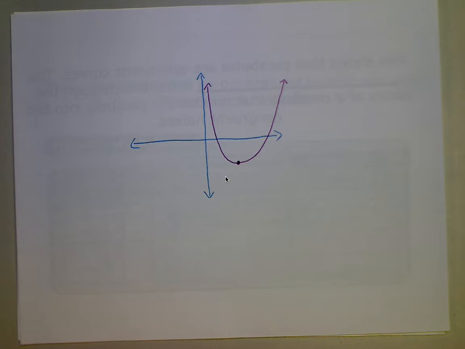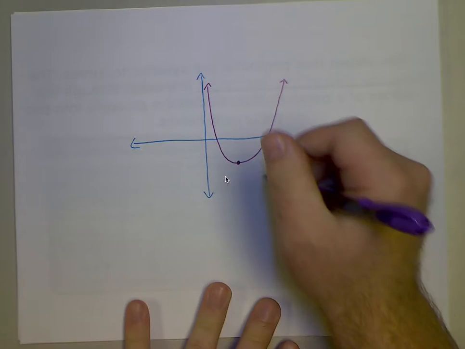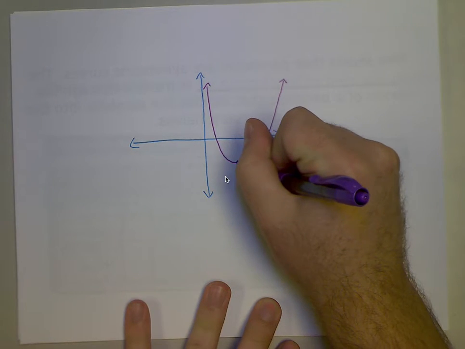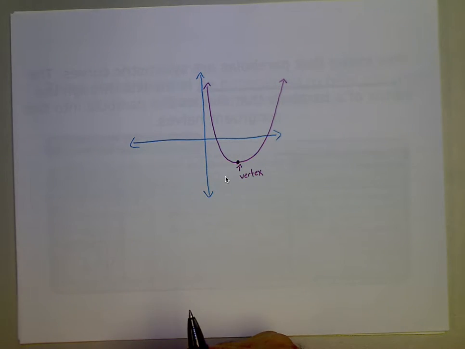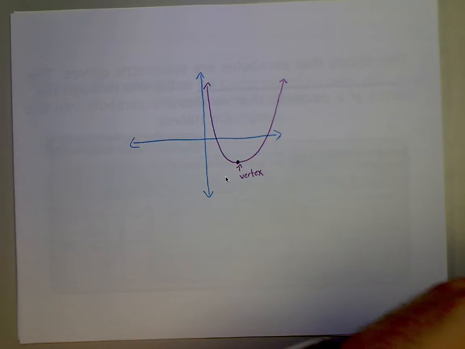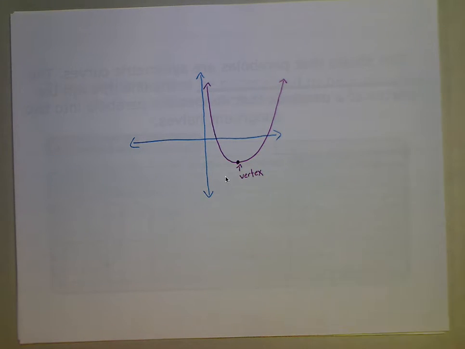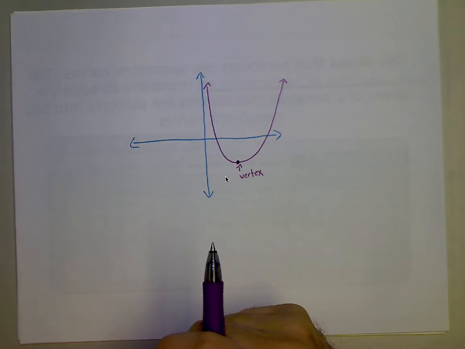This is a word that we've used before when we looked at absolute value functions. That value or that point at the bottom is what we call our vertex, and that is that point at the bottom. That is an important point for us. That is one that we are going to use over and over.